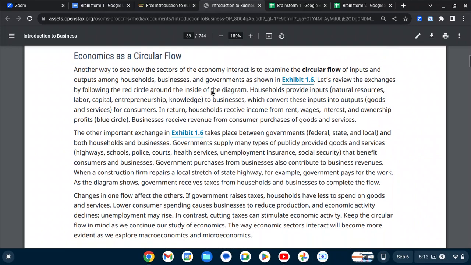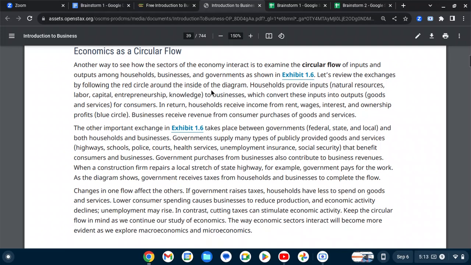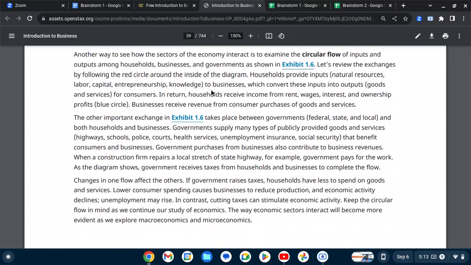Economics is a circular flow. Another way to see how the sectors of the economy interact is to examine the circular flow of inputs and outputs among households, businesses, and governments as shown in Exhibit 1.6. Let's review the exchanges by following the red circle around the inside of the diagram. Households provide inputs to businesses, which convert these inputs into outputs for consumers.